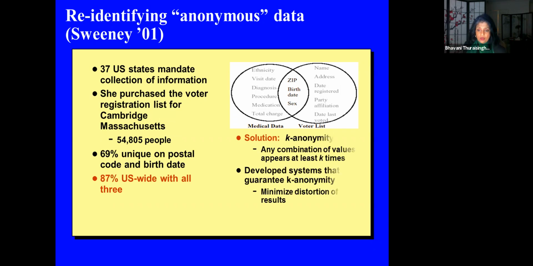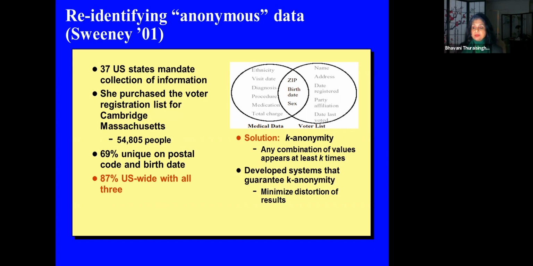Okay. So solution, she's saying k-anonymity. What is k-anonymity? Any combination of values appears at least k times, right? So you have any combination of values. If it's two anonymity, at least two values, right, belonging to two different people, right? So those rows appear at least twice. 3 anonymity appears 3 times.